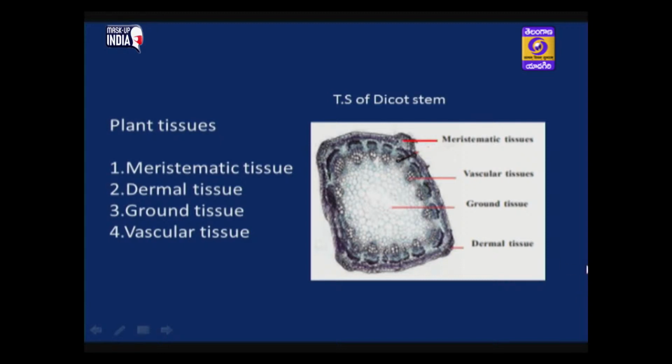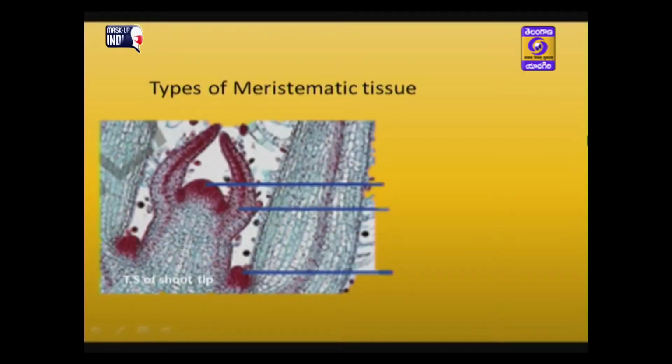Now first let us see about the meristematic tissue. Types of meristematic tissue. There are 3 types of meristematic tissue. Apical meristem. This tissue is present at the growing tip that brings about growth in length. See, apical meristem is present at the tip of the stem and also the tip of the roots. This brings about the growth of the stem and growth of the root.